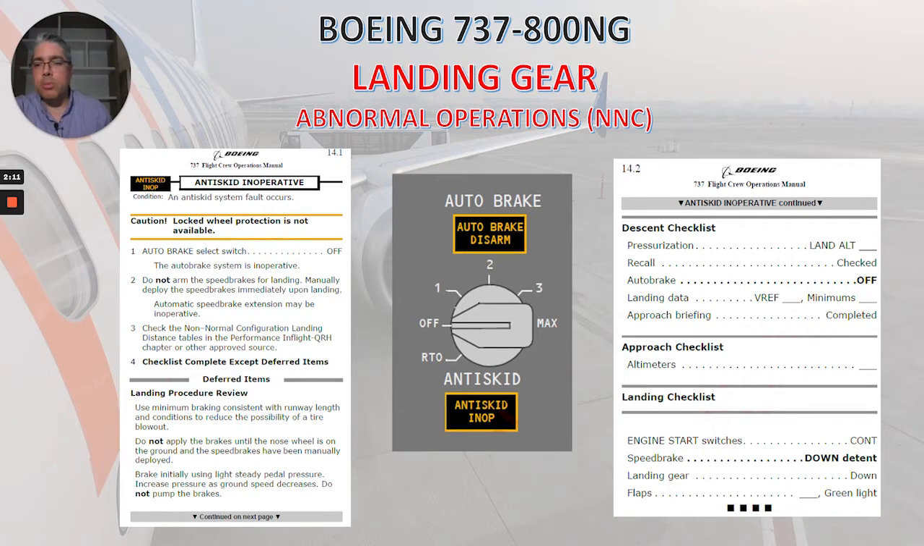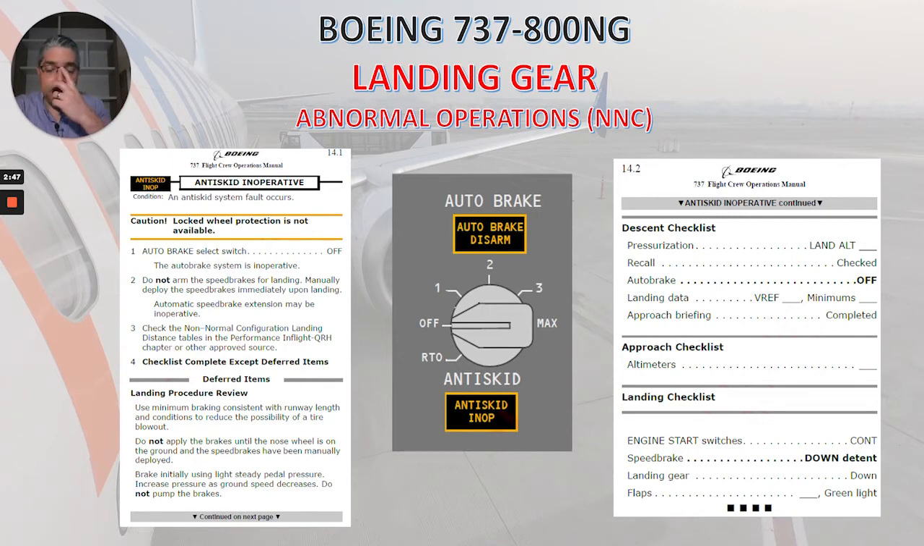So first, auto brake select switch off. This switch goes to off. The auto brake system is inoperative. Number 2, do not arm the speed brakes for landing. Manually deploy the speed brakes immediately upon landing. Automatic speed brake extension may be inoperative. Number 3, check the non-normal configuration landing distance tables in the Performance in Flight QRH chapter or other approved source. Number 4, checklist complete except deferred items.